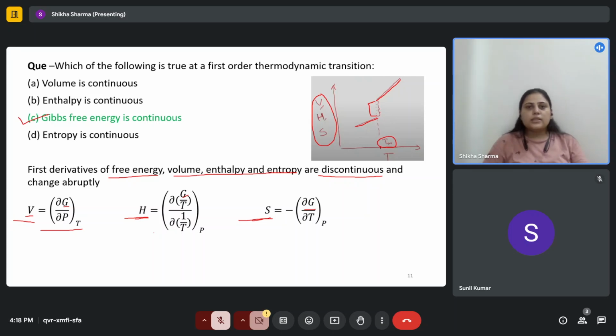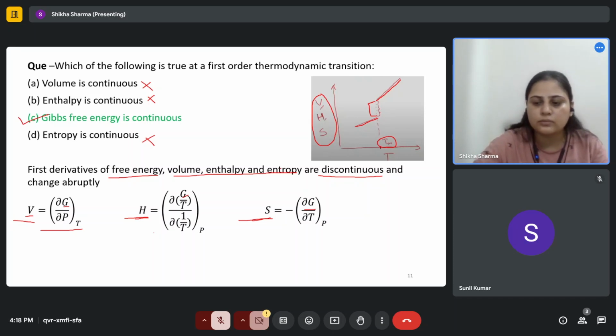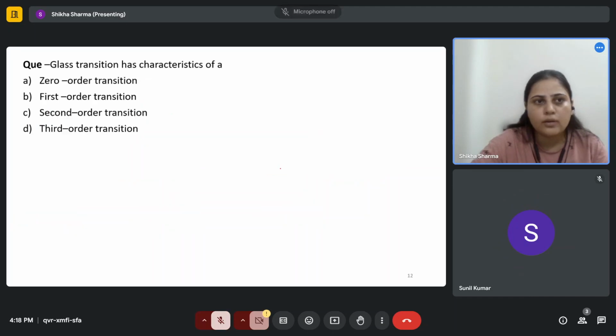Because there is this discontinuity, option A, volume is continuous, cannot be correct, right? Enthalpy also cannot be correct, and entropy cannot be correct. Only the Gibbs free energy will be continuous. Understood? Are you following? So let's move to the next question.